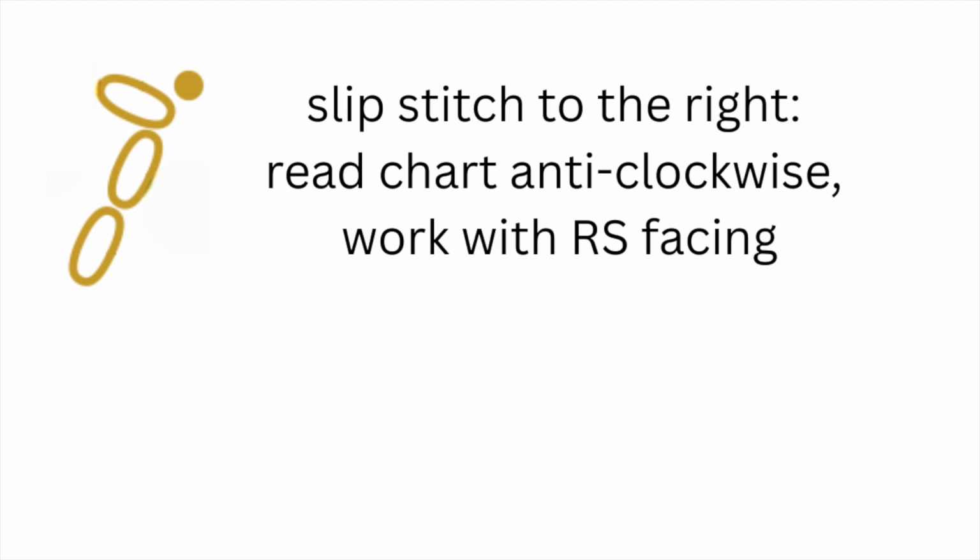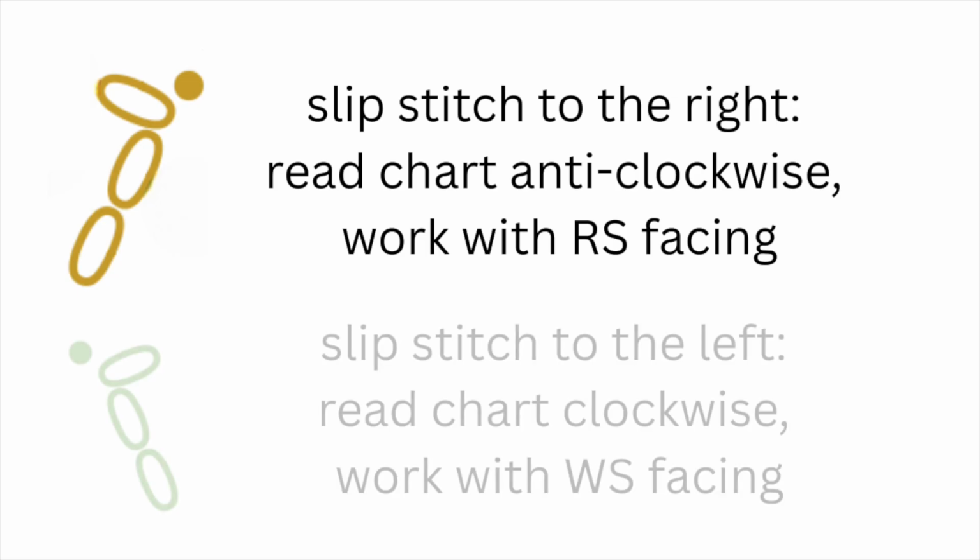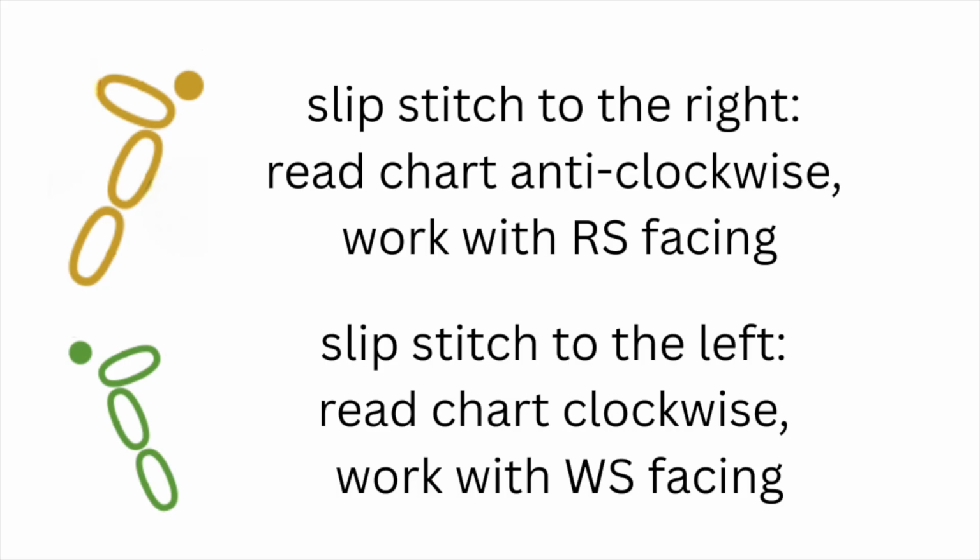If you are seeing the slip stitch to the right of the starting chain, you are reading your chart anti-clockwise and your work is right side facing. If you are seeing the slip stitch to the left, you have to read that chart clockwise and work with the wrong side facing you. In both situations, your stitch is going to be worked in the same way. So you are physically making your stitches in the same direction. It is just how you read your chart and which direction your work is facing.